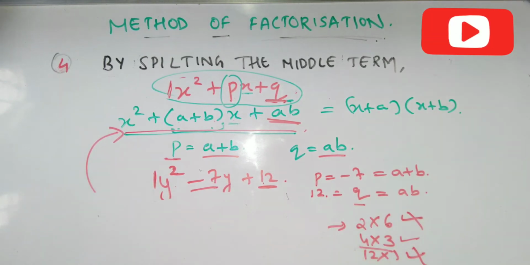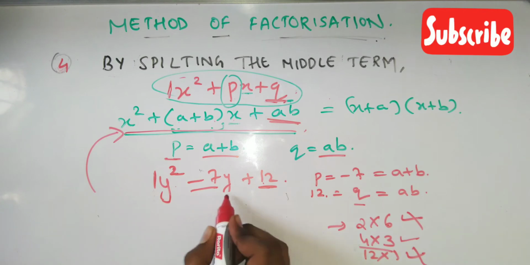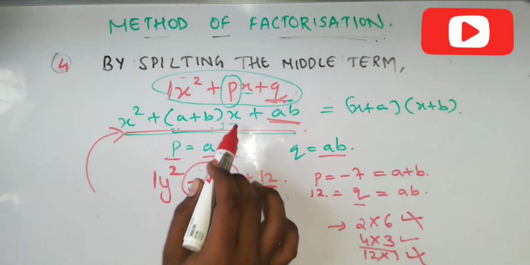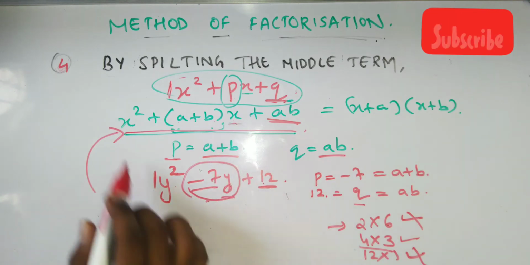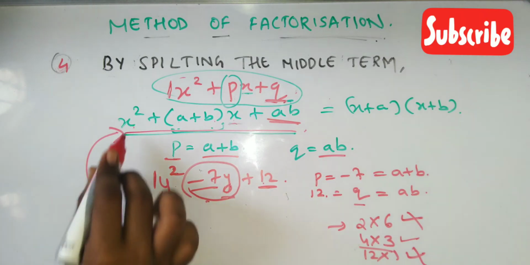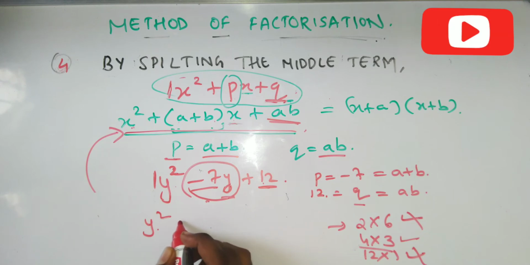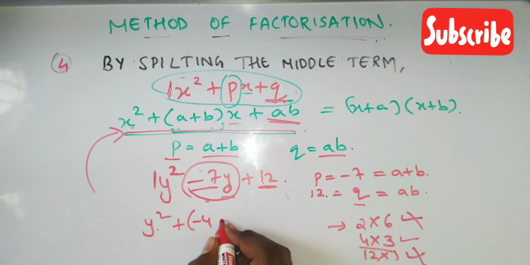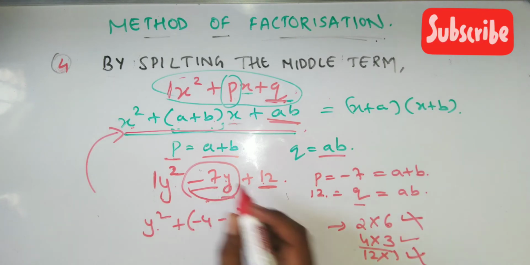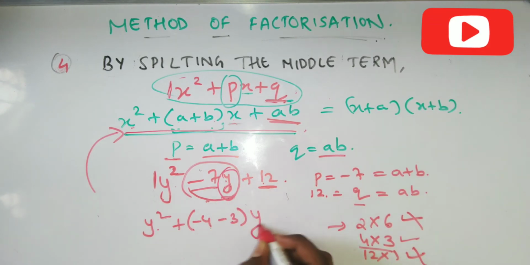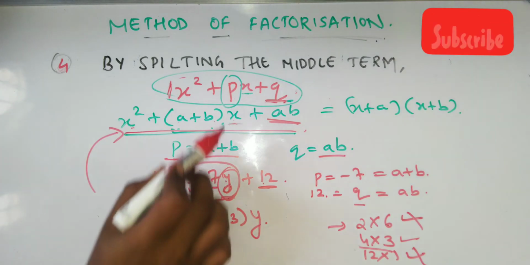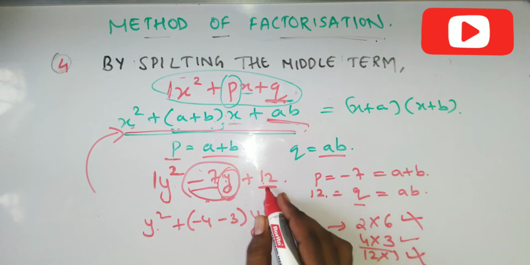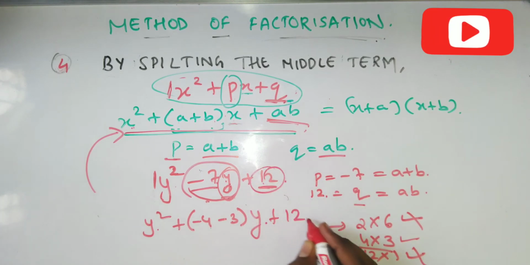Now see here, now this is y. In place of this, x term is there, here y term is there. Now y square plus (a plus b) x, plus ab. So instead of a plus b, what will I do? a is minus 4, b is minus 3, into y. In place of x it is y. Plus what is ab here? That is minus 4 into minus 3, that is 12 itself.